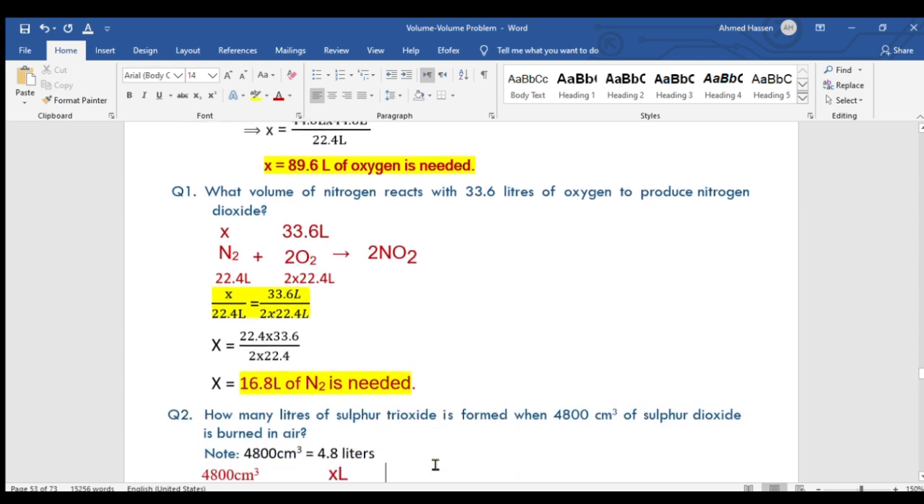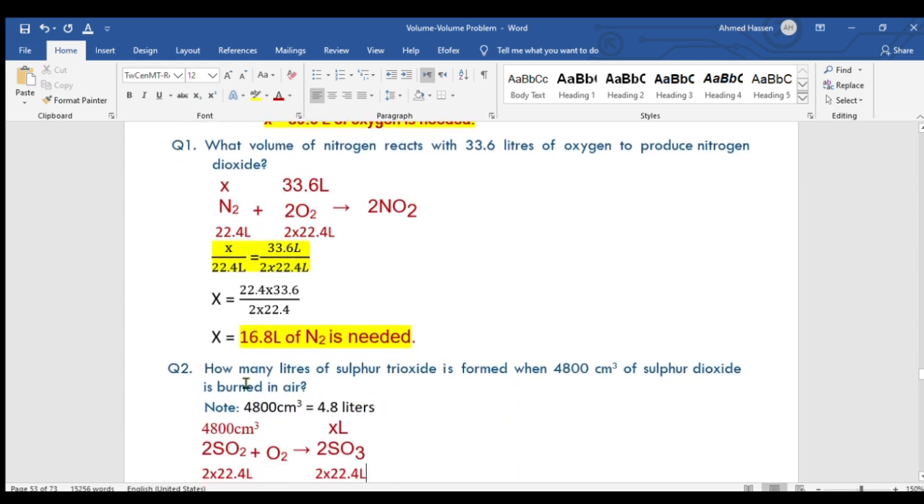The next question: how many liters of sulfur trioxide is formed when 4,800 cubic centimeters of sulfur dioxide is burned in air? Remember, cubic centimeter means milliliter. 1 liter is equal to 1000 milliliters. Therefore, 4800 milliliters means 4.8 liters. What is given and what is required?